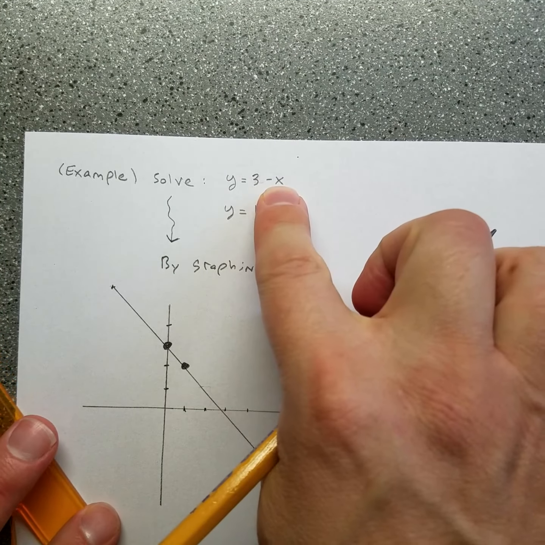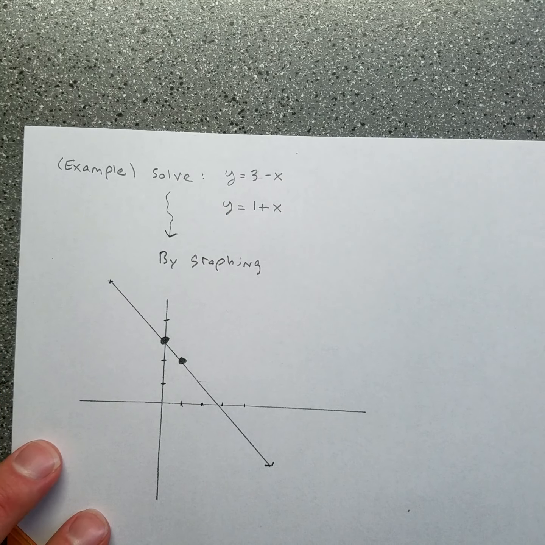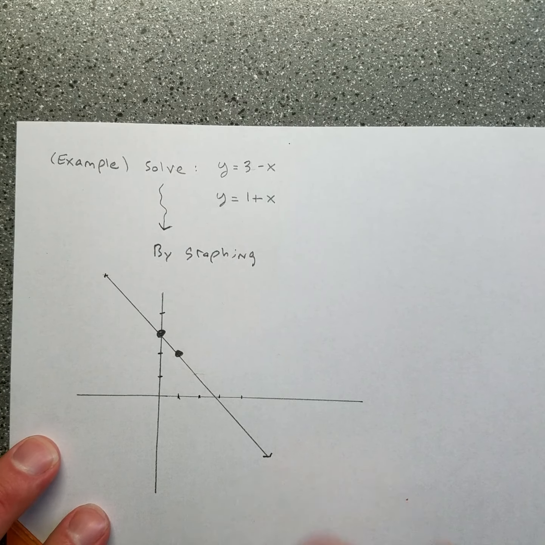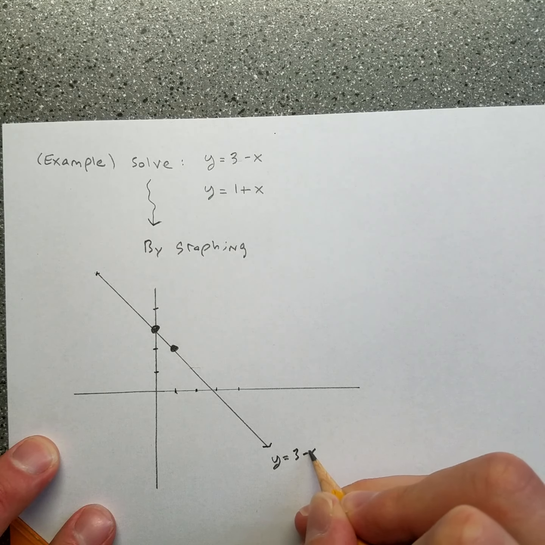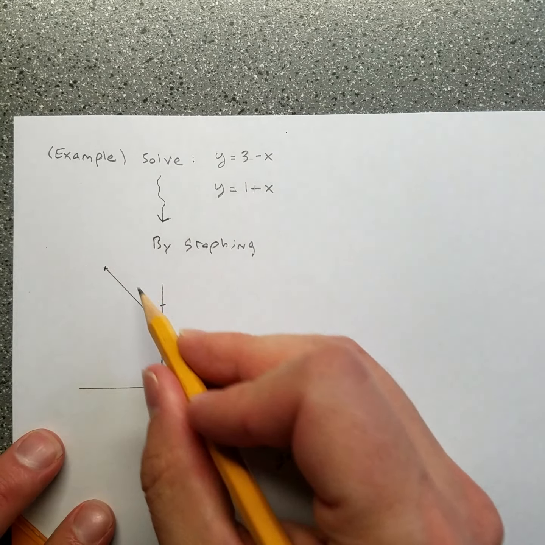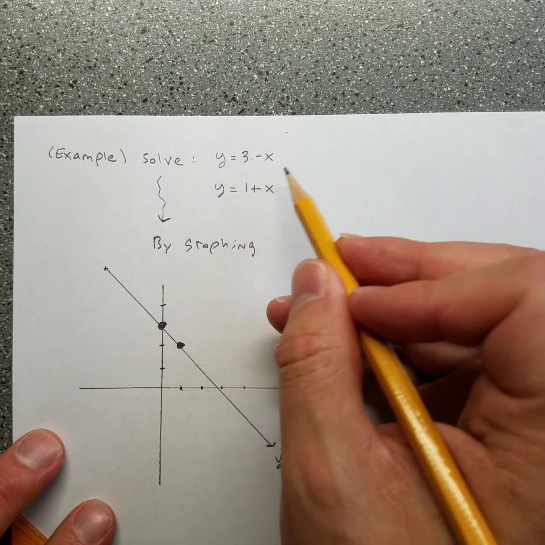first equation, if you wanted to visualize it, would be this line right here. Okay, so there's y is equal to 3 minus x. All the points on that line work in that equation.